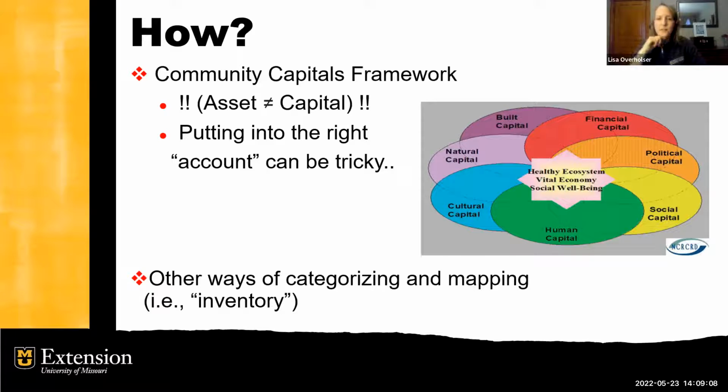The other thing I wanted to say about the how is there are other ways of categorizing and mapping. And GK is going to talk a little bit about that too. He's been involved in some of that. One example is just constructing an inventory of assets, which is not quite the same as asset mapping with community capitals, but we'll talk a little bit more about that.